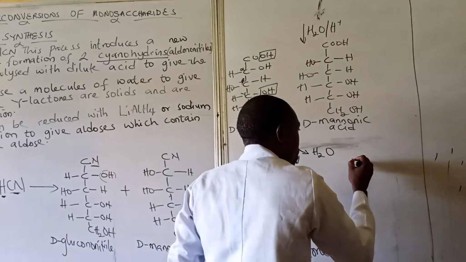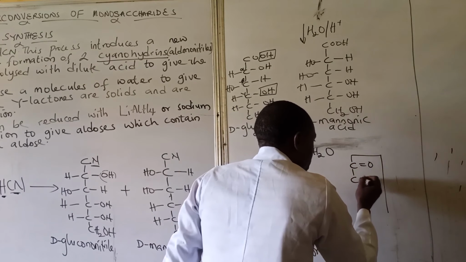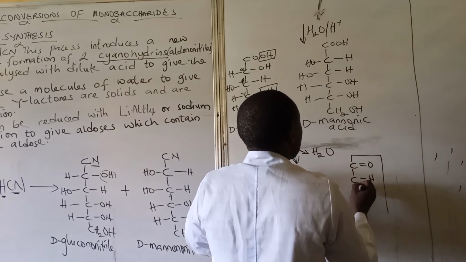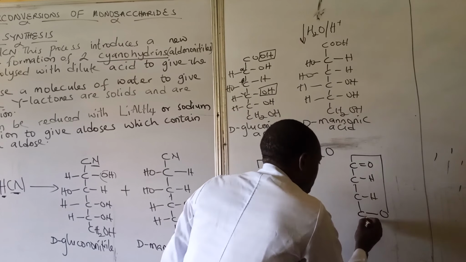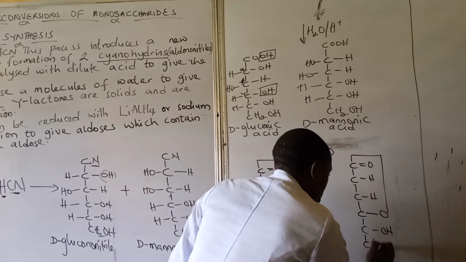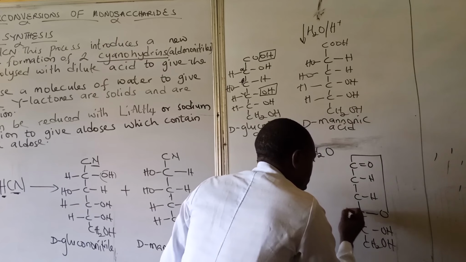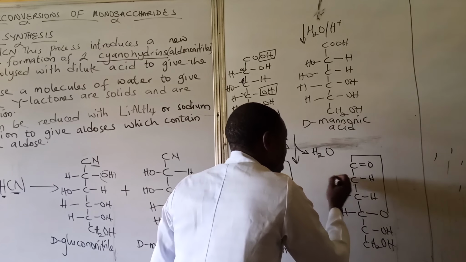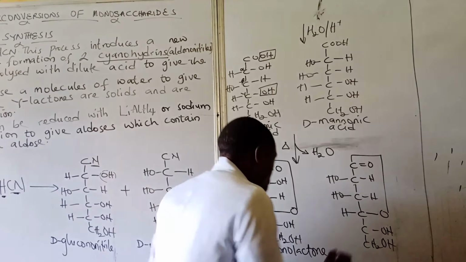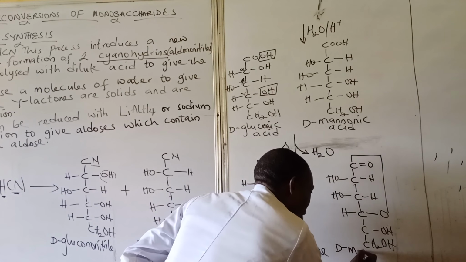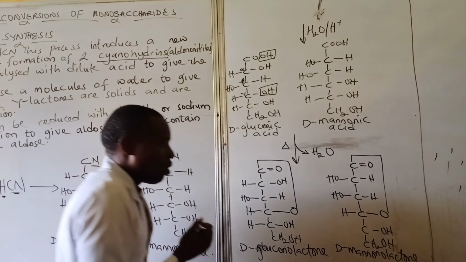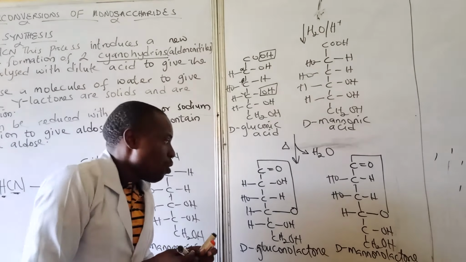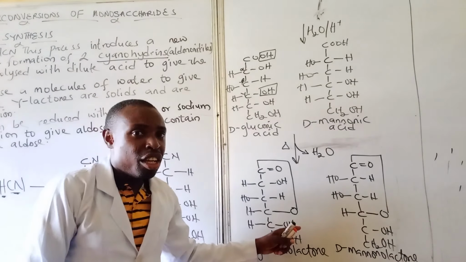So here becomes H, then do not forget, then H, then CH2OH. Remember, it's a very easy process, and this is what we call D-mannonolactone. And the last step is the introduction of a reducing agent.